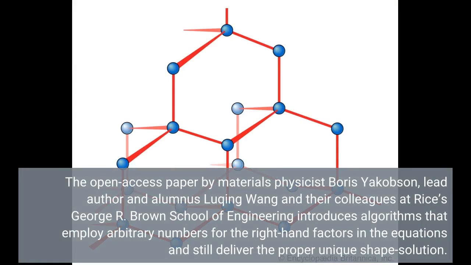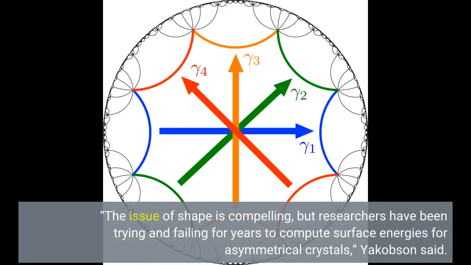The open-access paper by materials physicist Boris Yakobson, lead author and alumnus Luqing Wang and their colleagues at Rice's George R. Brown School of Engineering introduces algorithms that employ arbitrary numbers for the right-hand factors in the equations and still deliver the proper unique shape. The issue of shape is compelling, but researchers have been trying and failing for years to compute surface energies for asymmetrical crystals, Yakobson said.